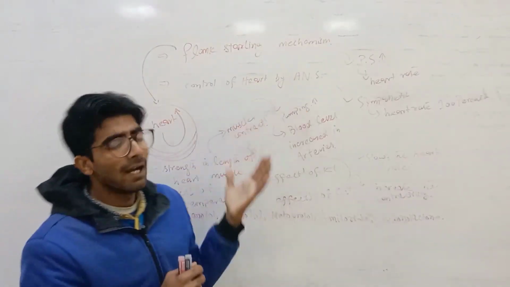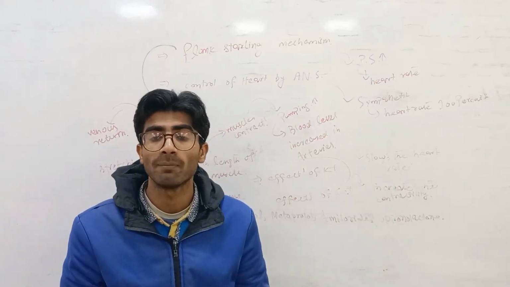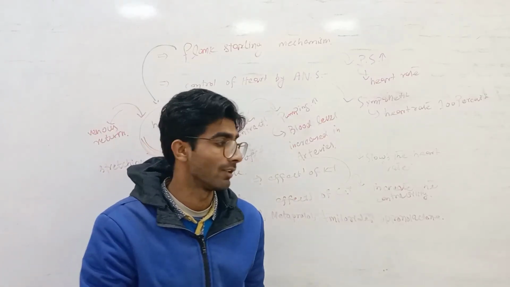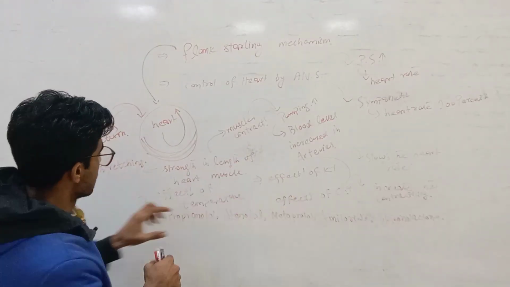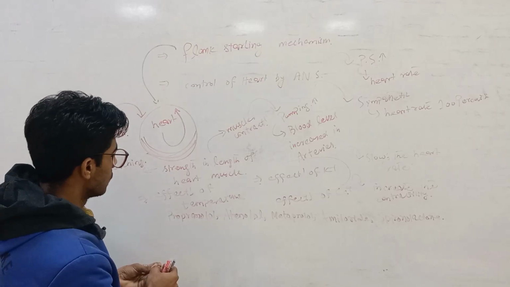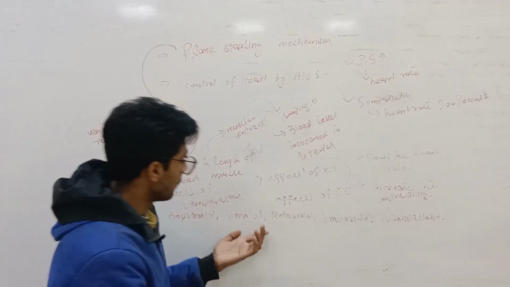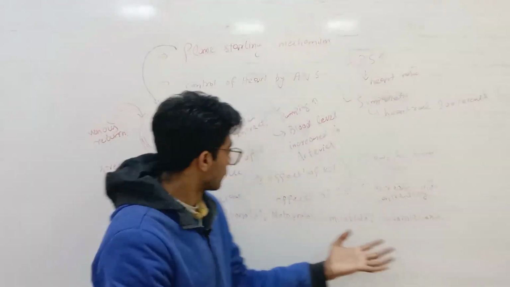Now, control of the heart by the autonomic nervous system, sympathetic and parasympathetic. Sympathetic increases heart rate 100%, parasympathetic decreases heart rate. Okay. Now, several kinds of drugs which we use: propranolol, atenolol, metoprolol, amiloride, spironolactone.